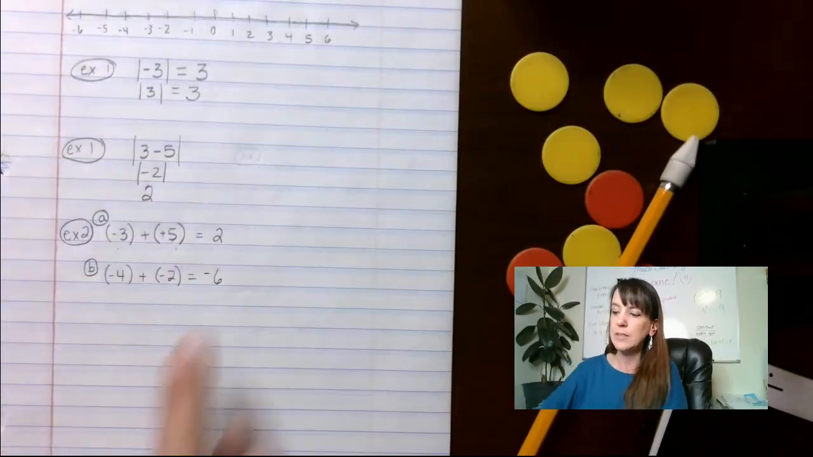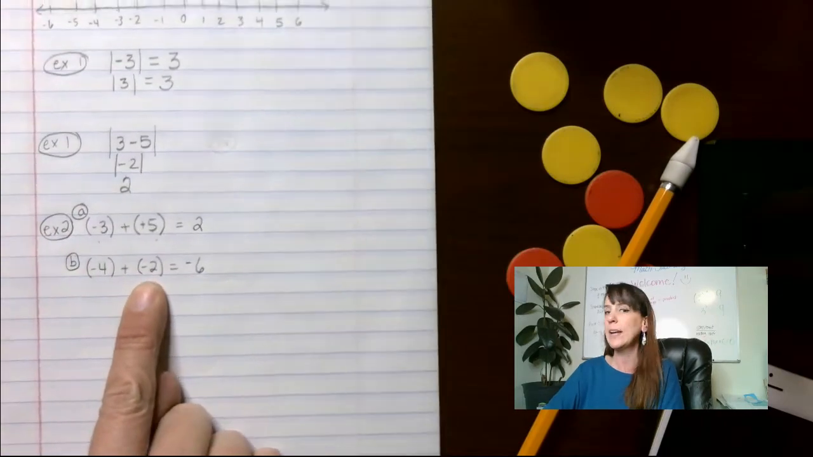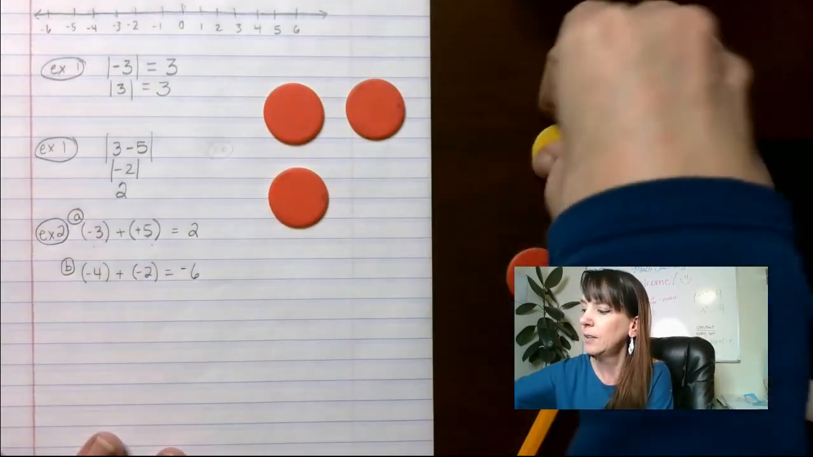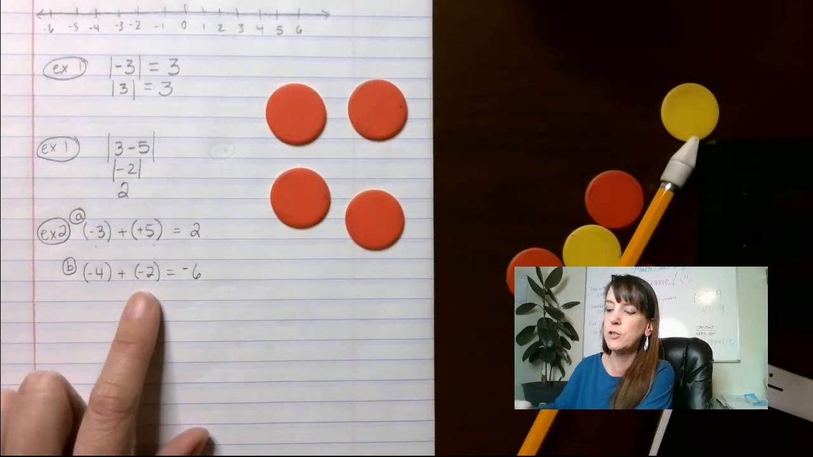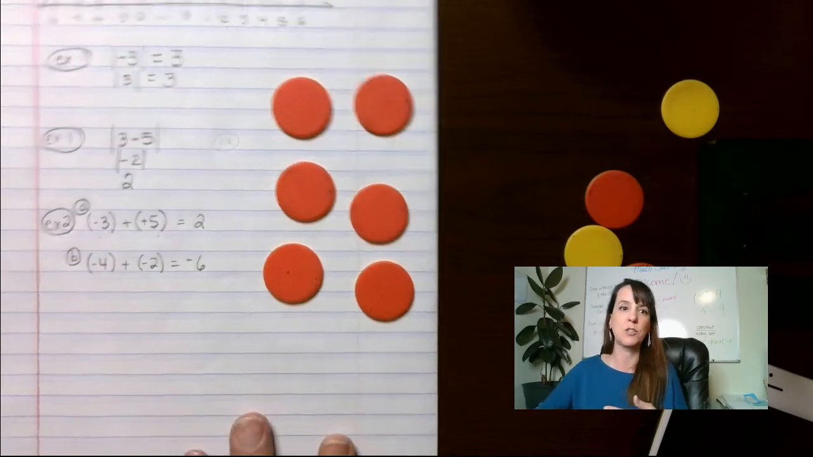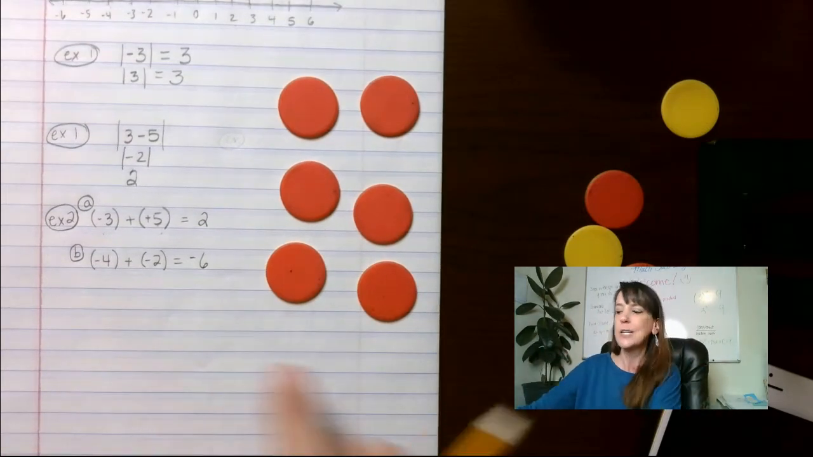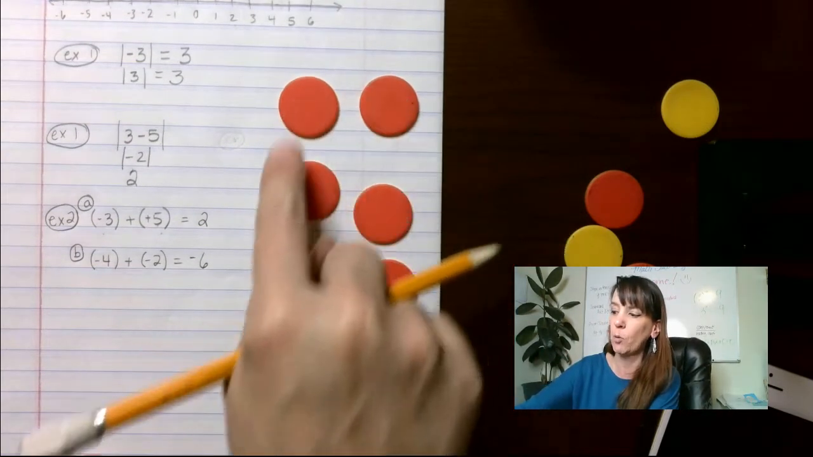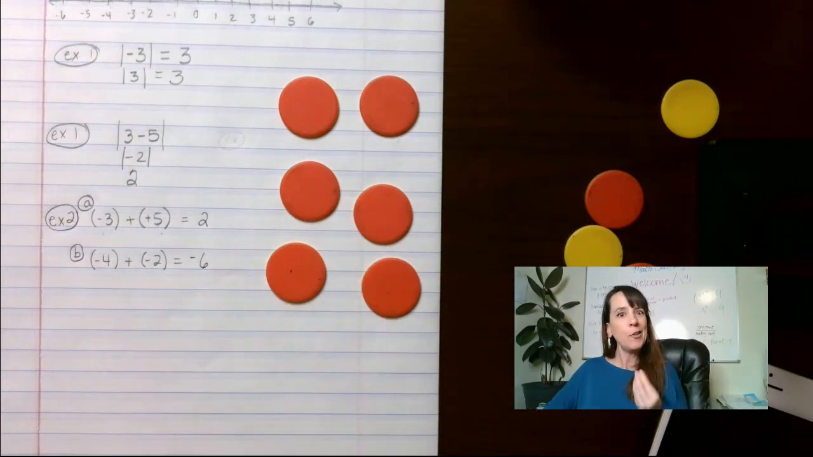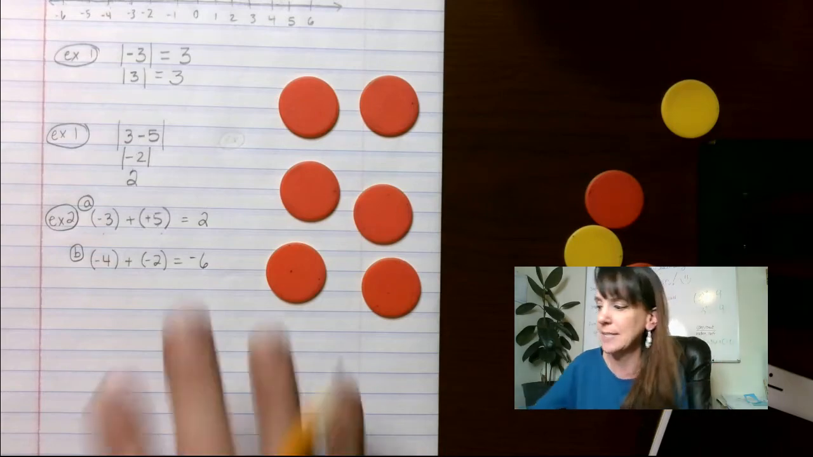Now let's try that with this guy down here. We have -4 and -2. So we're going to have 1, 2, 3, 4, and then we have 2 negatives, 1, 2. Now none of these can cancel out because you can only cancel a positive with a negative, right? So then we end up with 1, 2, 3, 4, 5, 6 negatives because they're red. So that's another way of visualizing this.